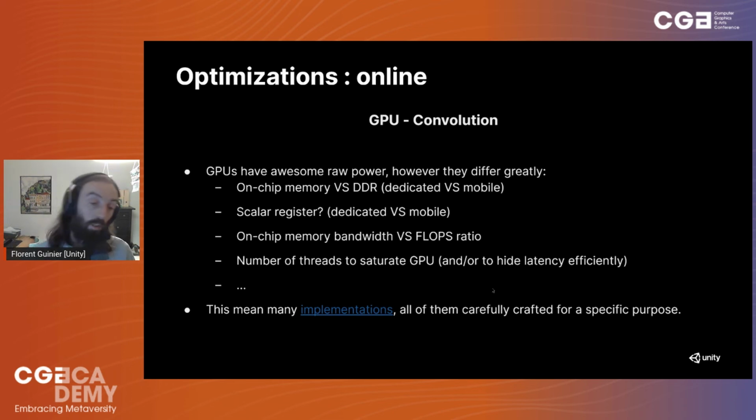Also, for example, NVIDIA versus AMD, the on-chip memory bandwidth versus the actual FLOPS ratio is different, which means your algorithm needs to be different if you want to get as high as possible in terms of performance. And so on, like the number of threads to saturate your GPU based on your input. Basically, a ton of implementations need to be carefully crafted. And yes, again, you can see the source.